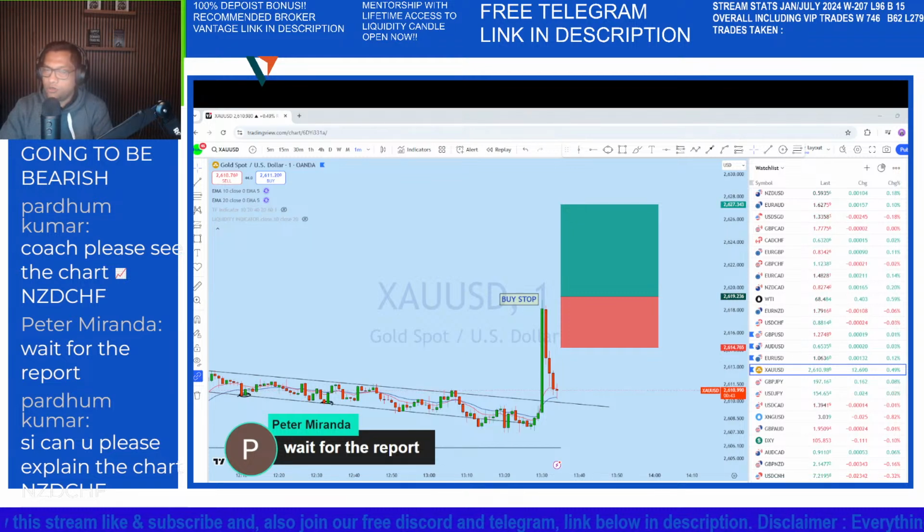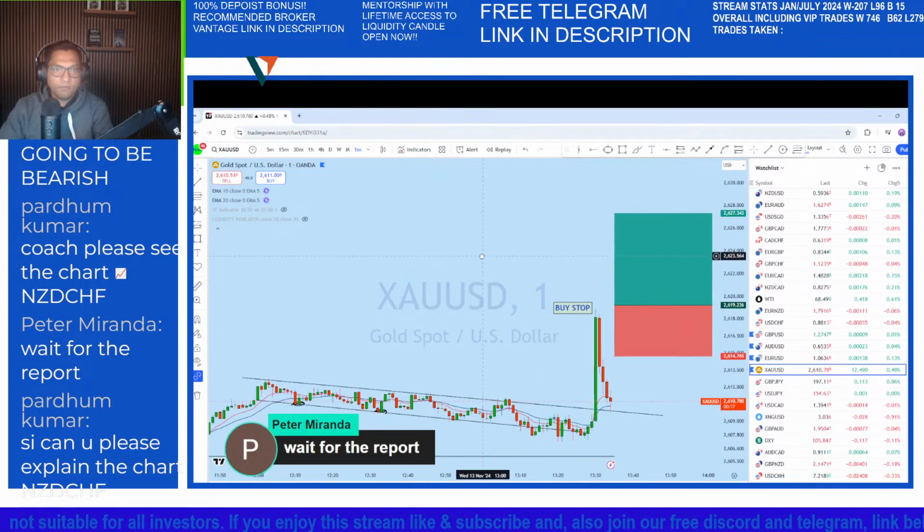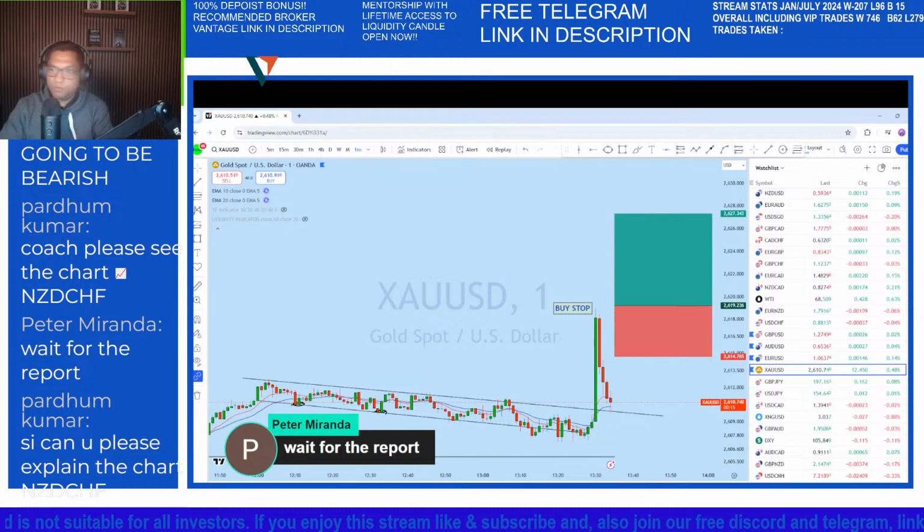So long pending order at 2619.236, stop loss 2614.765, and TP target at 2627.343. It's the pending order on XAUUSD, and so those who are sharing in the group.